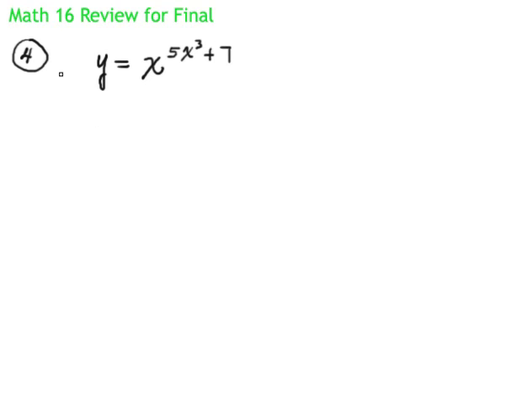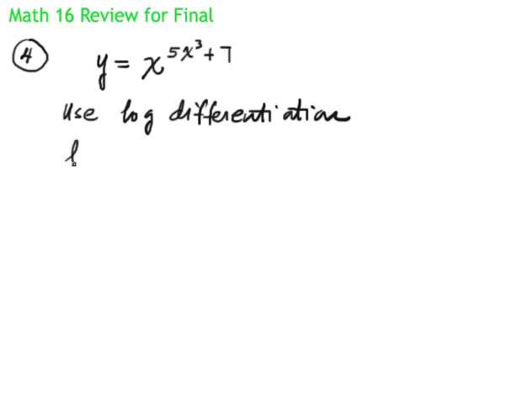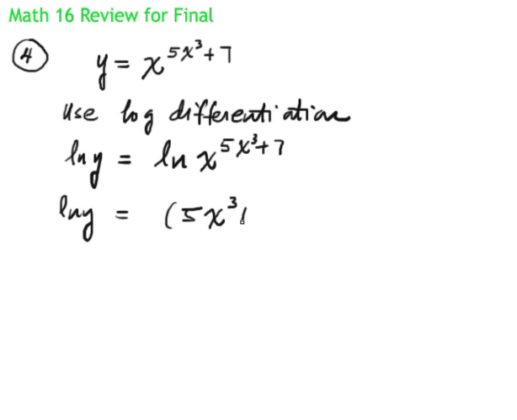In number 4, we want to take the derivative of an expression that has x in the base and x in the exponent. So we must use log differentiation in this case. That'll just bring down that x expression in the numerator. So we start by taking the ln of both sides. So on the left we have ln y is equal to ln of x to the 5x cubed plus 7. Okay, or ln y is equal to, bring down the exponent, 5x cubed plus 7 times ln x.